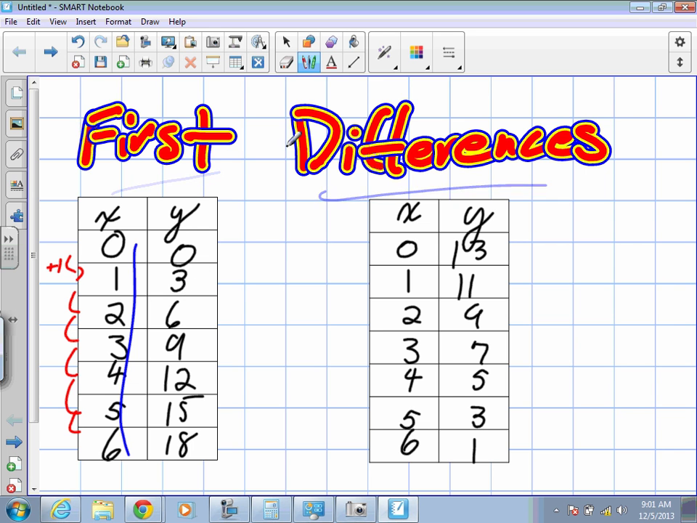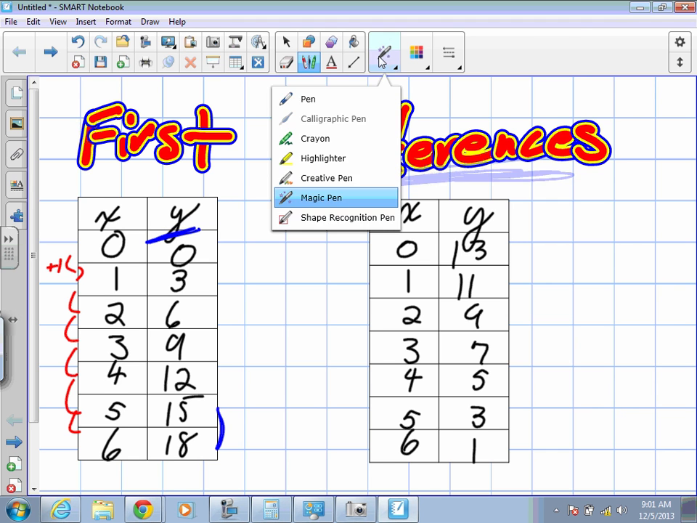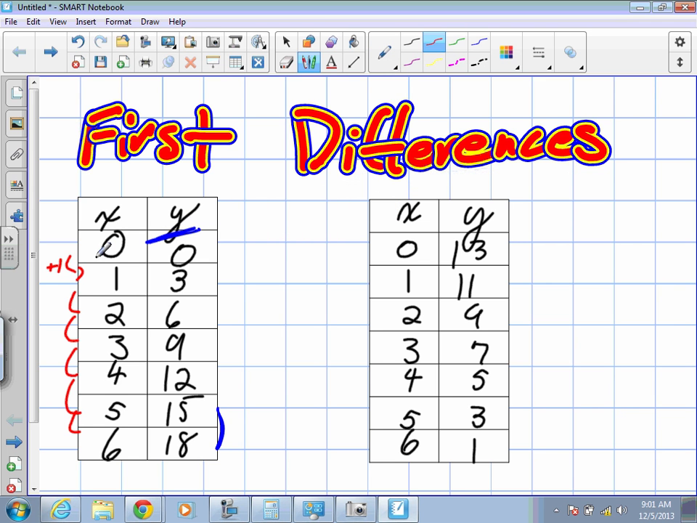Now, first differences is the process of finding the difference. What operation is difference? Subtraction. So the subtraction between two of the y values. What we usually do, if the x is increasing, is start at the bottom. We're going to find the difference between 18 and 15. And what is it? 3. Good, it's positive 3.